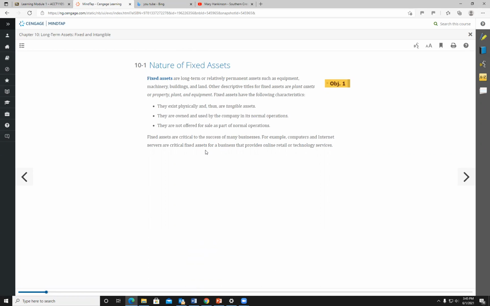So fixed assets are critical to the success of many businesses. For example, computers and internet services are critical fixed assets for a business that provides online retail or technology services.